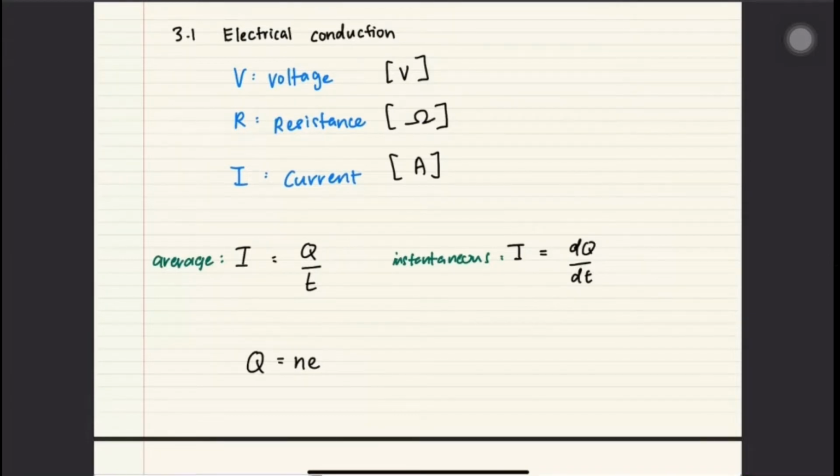Then the equation Q is equals to NE, where Q is the charge yang ada, N is numbers of electrons, and E is a constant values for electrons charge. So N is the number of electrons, and E is your charge value.